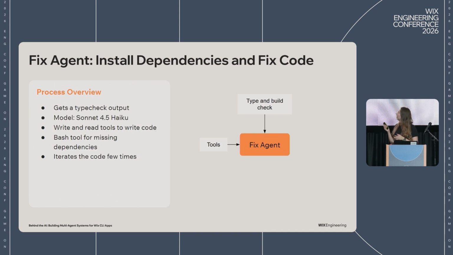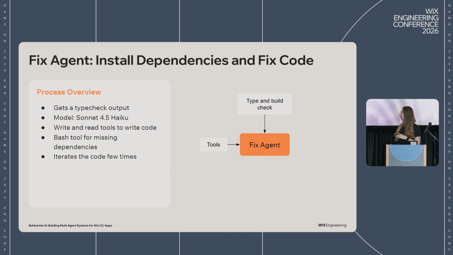The last agent we created was the fix agent. Because our extension agents are generating a code object, they can write code with type errors. So we created this agent whose job is to receive a build and type check, and if there are any errors, go over them and fix the code. And also, if there are missing dependencies, install them.